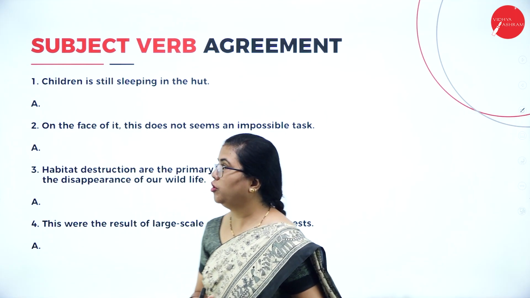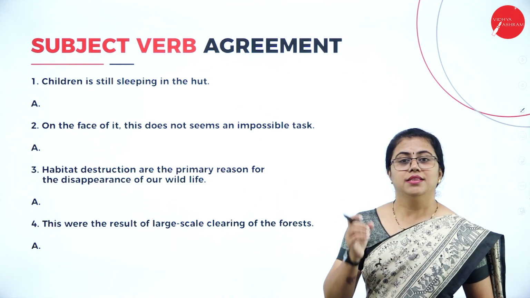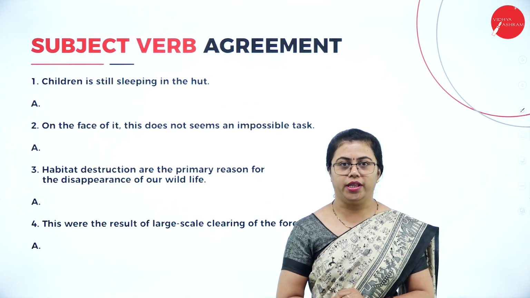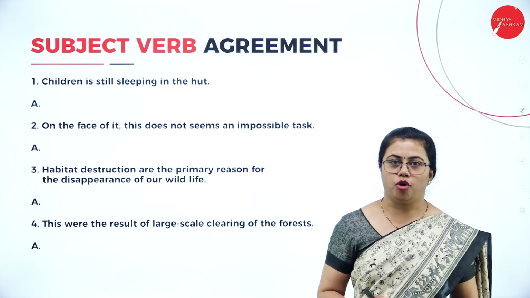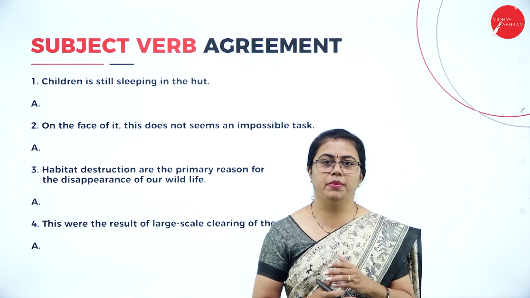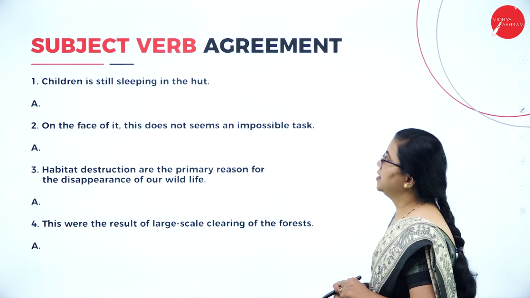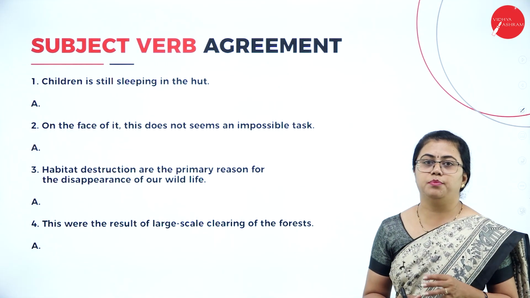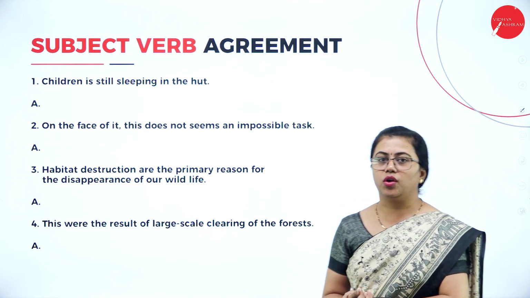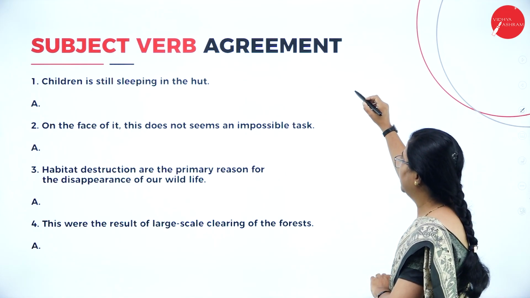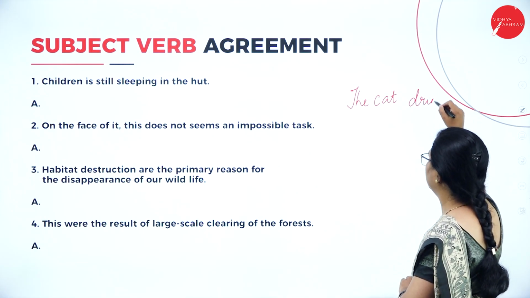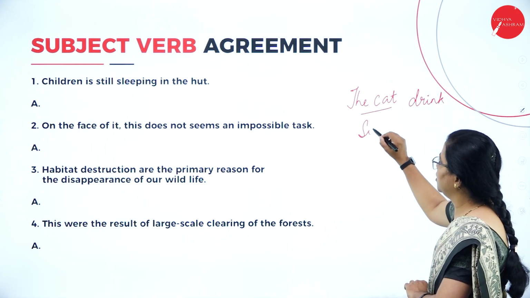Let us now move on to the next part, that is subject verb agreement. This is where the most mistakes happen. If you learn subject verb agreement properly, then almost 80% of the mistakes in your English will be reduced. Let me tell you what subject verb agreement is. Suppose the subject is singular, then the verb that has to be used also should be singular. Suppose I say "the cat," then I can't say "drink." The subject is singular.